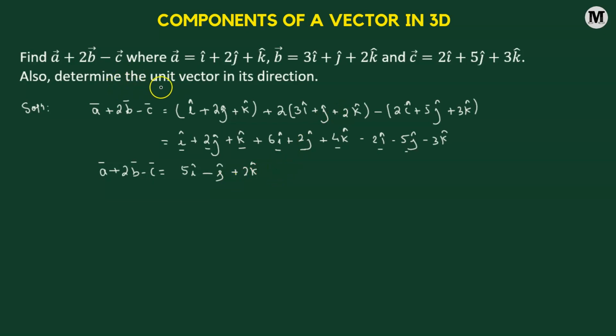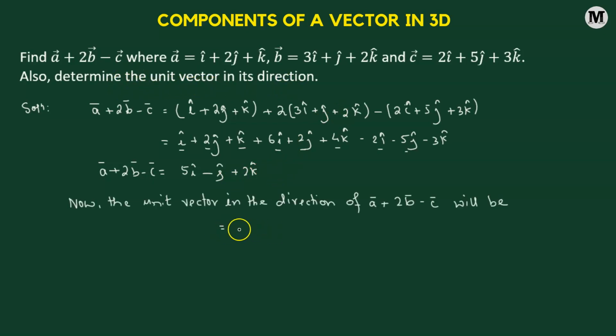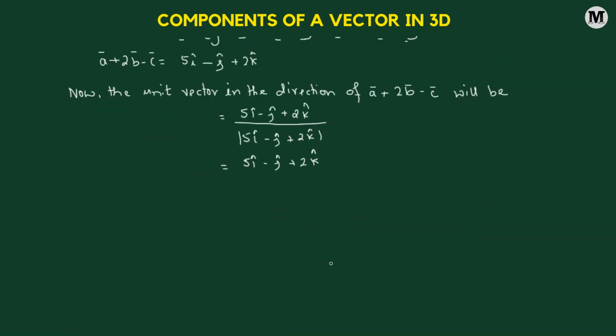Now, we need to determine the unit vector in its direction. So that's going to be given by, we'll take the vector 5i cap minus j cap plus 2k cap, and then we'll have to divide it by its own magnitude. That means the magnitude of 5i cap minus j cap plus 2k cap. Okay, let's compute the value. So we have 5i cap minus j cap plus 2k cap in the numerator, and then in the denominator, we'll have to find its magnitude.